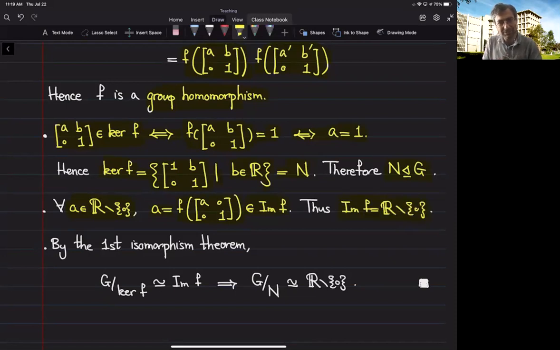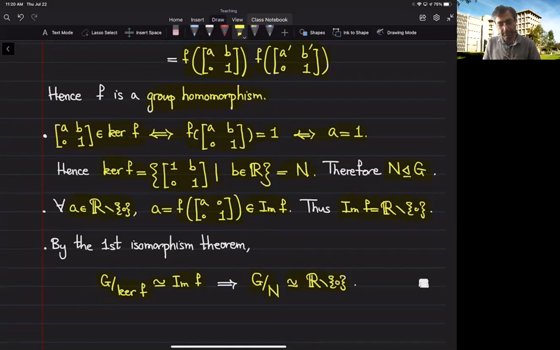Now I'm in a good place to use the first isomorphism theorem. By the first isomorphism theorem, the domain over the kernel of a homomorphism is isomorphic to the image of the homomorphism. The kernel, we showed that is N, and the image, we proved to be the entire non-zero real numbers. So we end up getting this isomorphism that the factor group of G by N is isomorphic to the group of units of real numbers, the group of non-zero real numbers under multiplication.